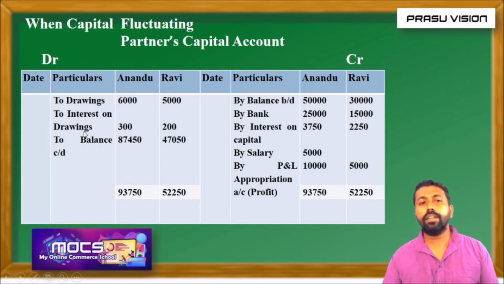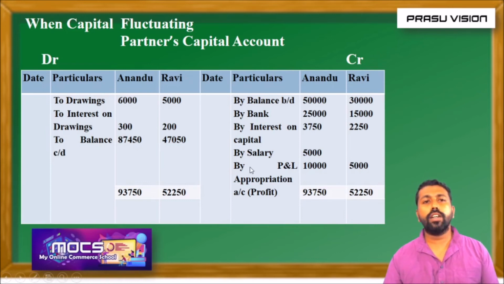Also on the debit side, drawings amount and interest on drawings amount. So after recording all these items, we are finding out the total of the credit side, then deducting the amount. Then we are getting the difference, balance carried down, 87,450 and 47,050. It will be transferred to the partner's balance sheet. So remember how to adjust the additional amount of capital brought by the partners, and how to calculate the interest on capital of partners. Hope this problem is very clear.